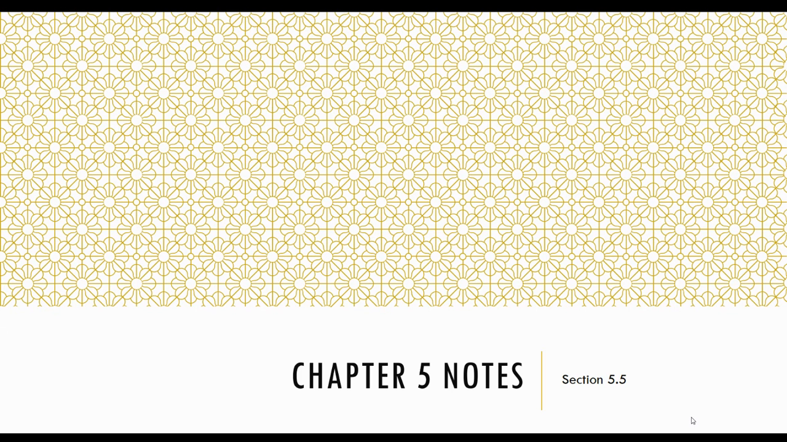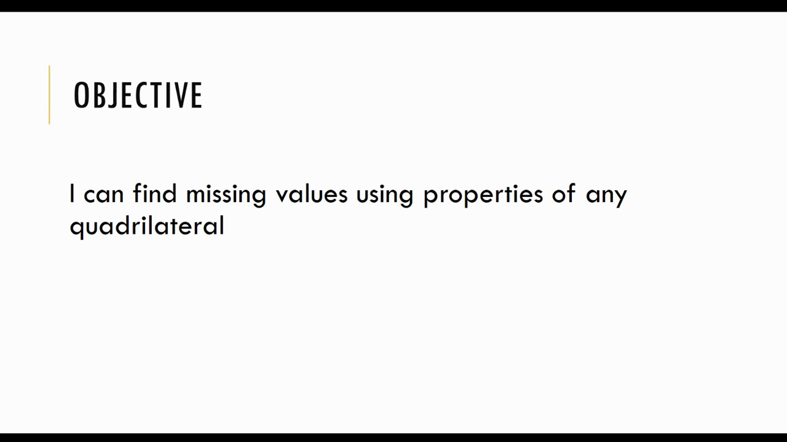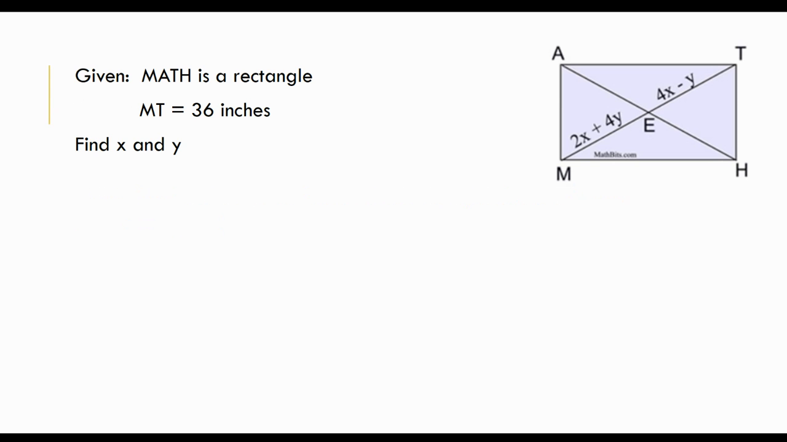Today we're going to continue looking at section 5.5. We're going to find missing values using properties of any of the quadrilaterals that we've been looking at. So let's start with this example here.